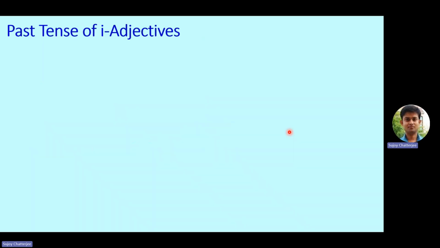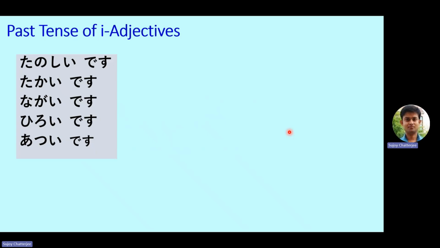Okay, so past tense of i-Adjectives. Here are a few examples of i-Adjectives in the present tense form. Tanoshi desu. Tanoshi is enjoyable or fun. Takai desu. Takai is expensive or something which has a large height like a mountain or a building. Then we have nagai desu. Nagai is the adjective for something which is very long in length. Hiroi desu, spacious or wide, and atsui desu, hot.